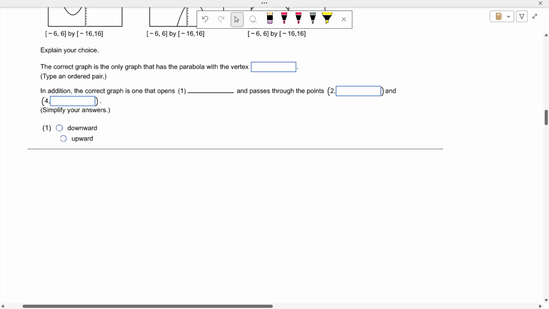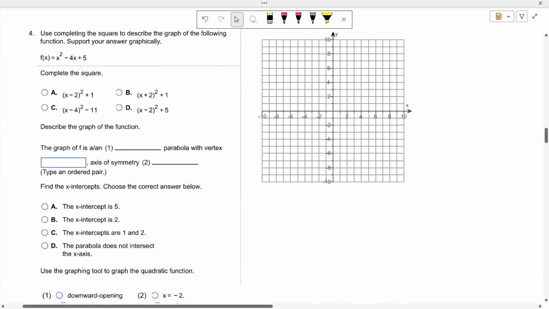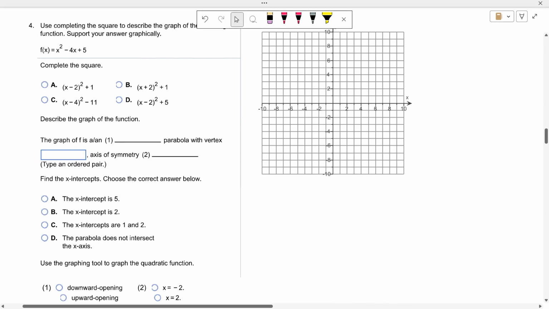That's the same problems as we just had. All right, number 4. How do we put this into vertex form? Well, we complete the square. How do you complete the square?